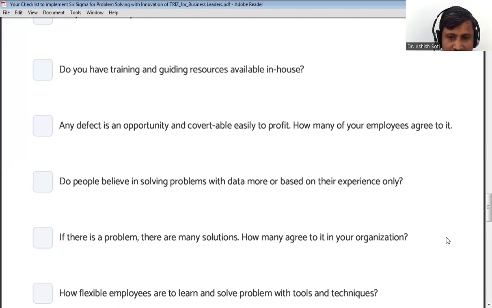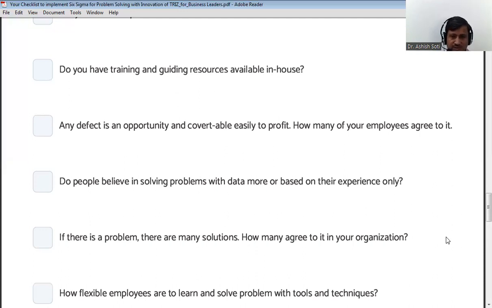I'm not telling you not to use your experience. Experience with the data is going to give you a better decision. Is there a problem? There are many solutions. Many times we get into a situation where people believe that some problems do not have solutions. This is a negative approach. If there is a problem, there are always many solutions, not just one.